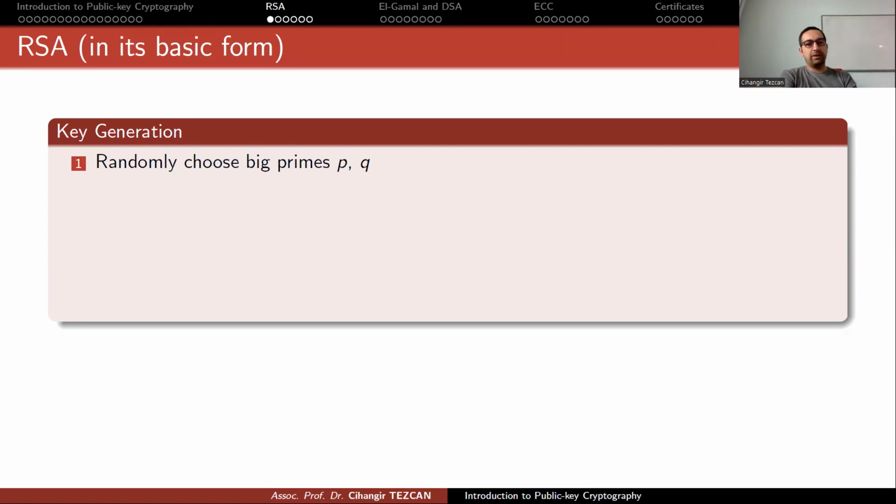Key generation part is done only once. So every user actually performs their key generation steps like this. They randomly choose big primes P and Q. Then compute P times Q, which is N. So multiplication is easy. So here we will rely on the hardness of the factorization problem because we will publicly announce N and we will assume that people will not be able to factorize it and obtain P and Q.